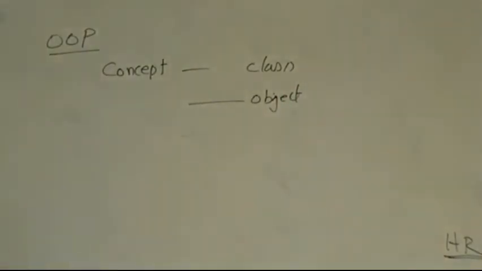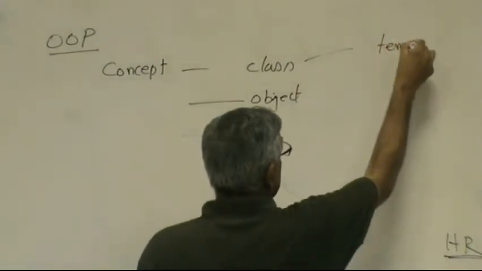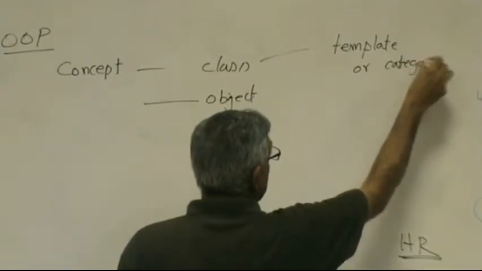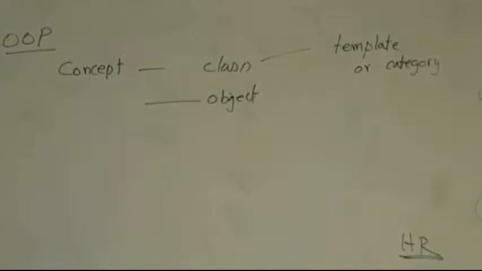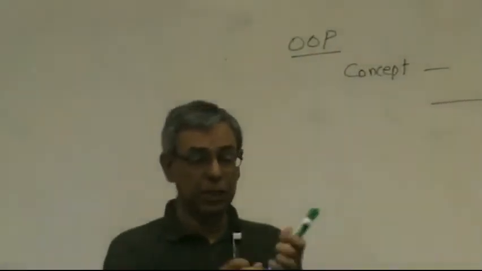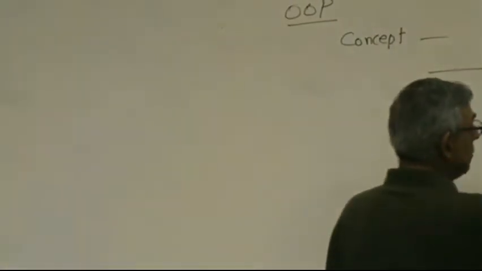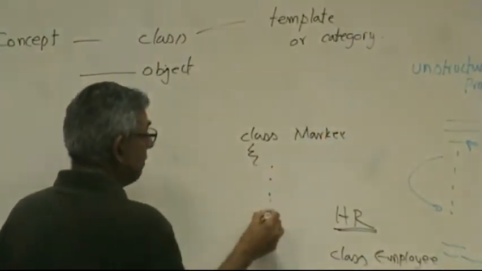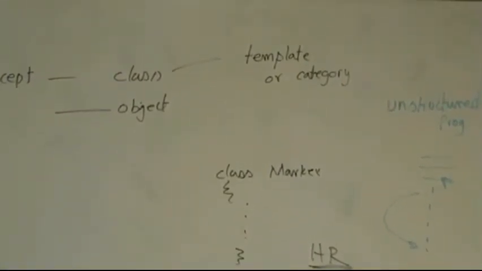Okay, so think of a class as a template or as a category. For example, take a look over here. This is a marker, right? This is also a marker. So this is also a marker. So I have 3 markers, right? So think of it this way, we have a class called marker. All it's doing is defining a category of physical entity, right?